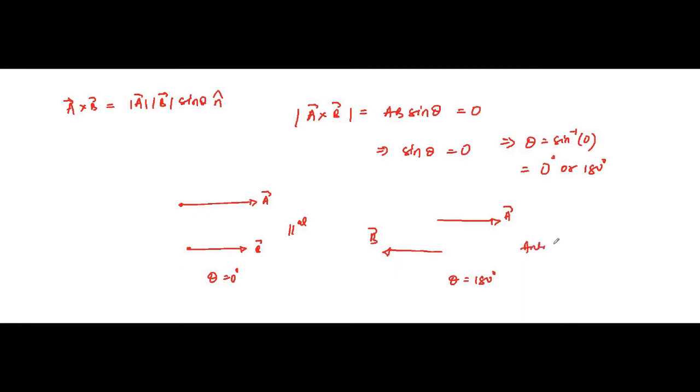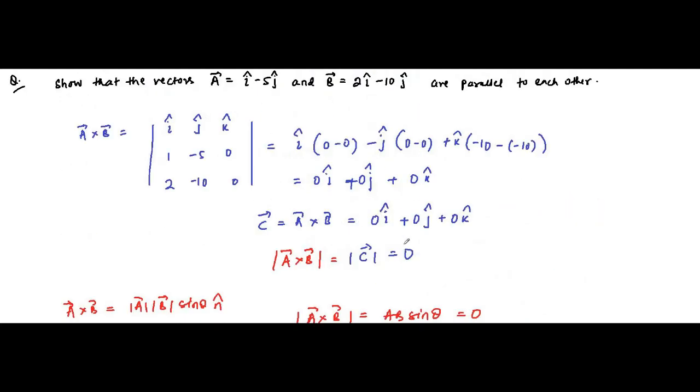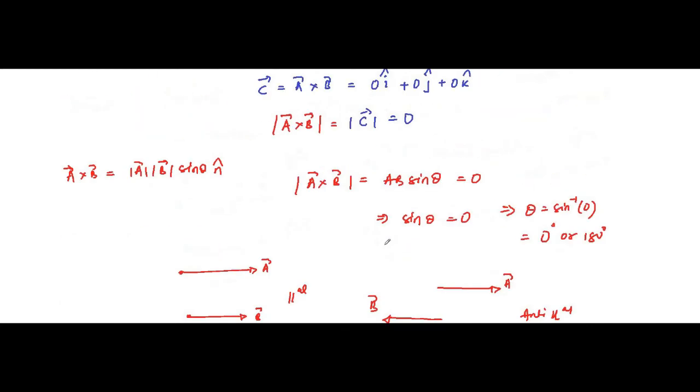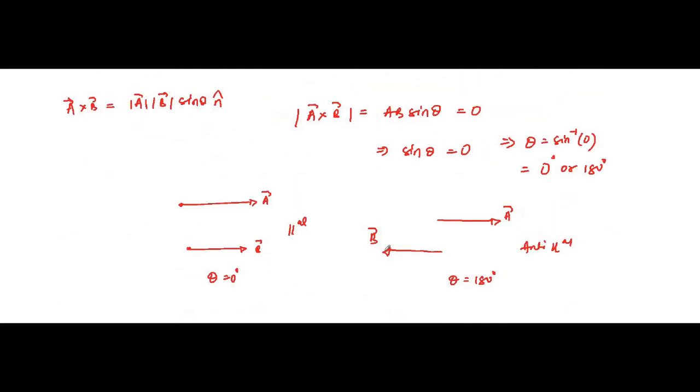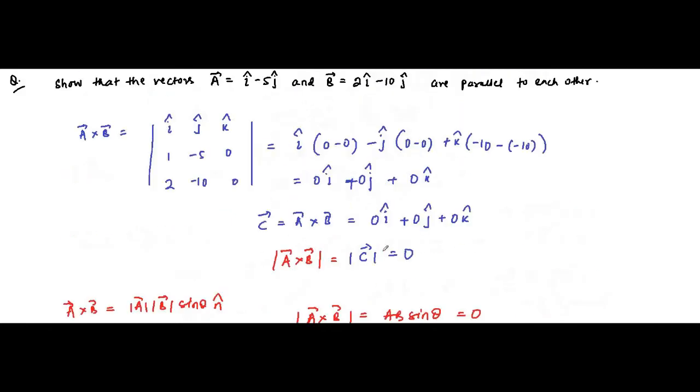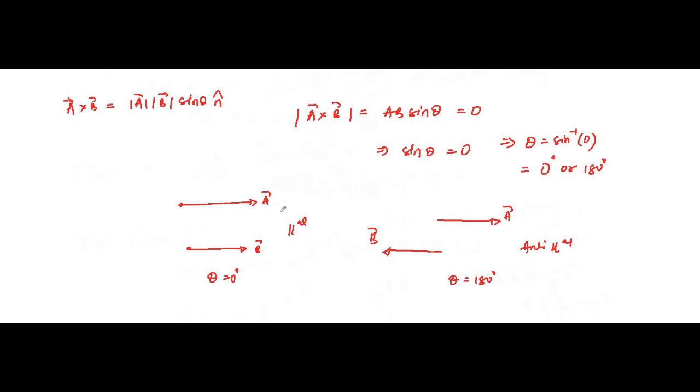Here it is anti-parallel. So there are two possibilities. As the magnitude of the resultant vector, the cross product vector, is 0, we have proved that these two vectors are parallel to each other. It can be in this way: they are parallel in the same direction, or parallel in the opposite direction, that is, anti-parallel with respect to each other.